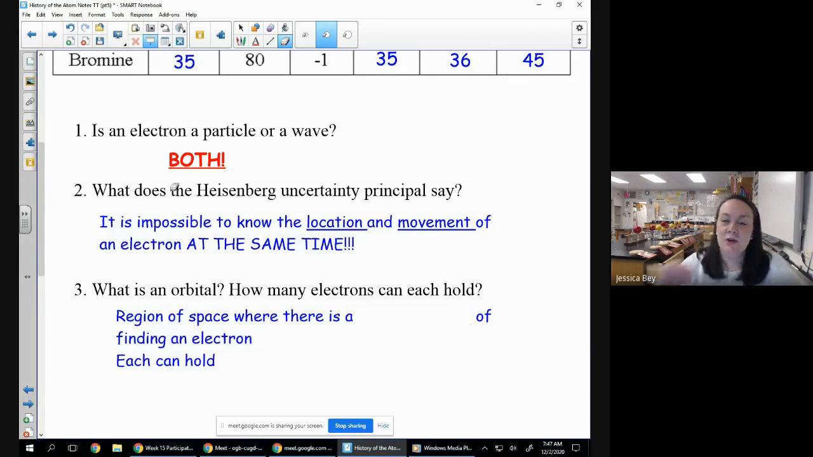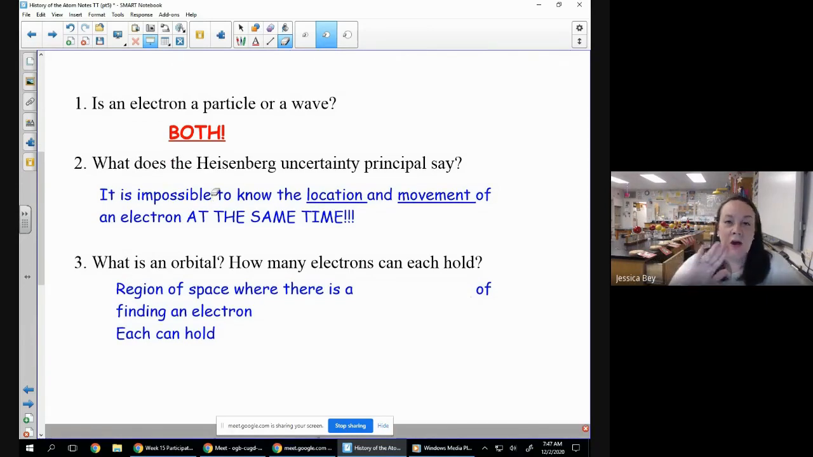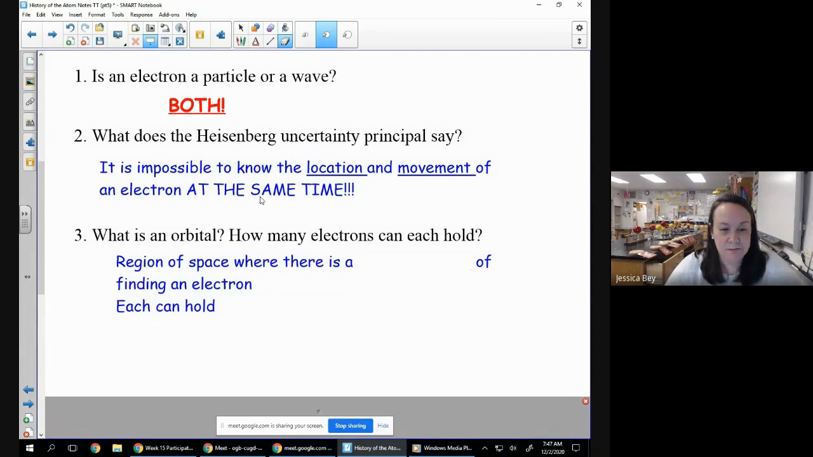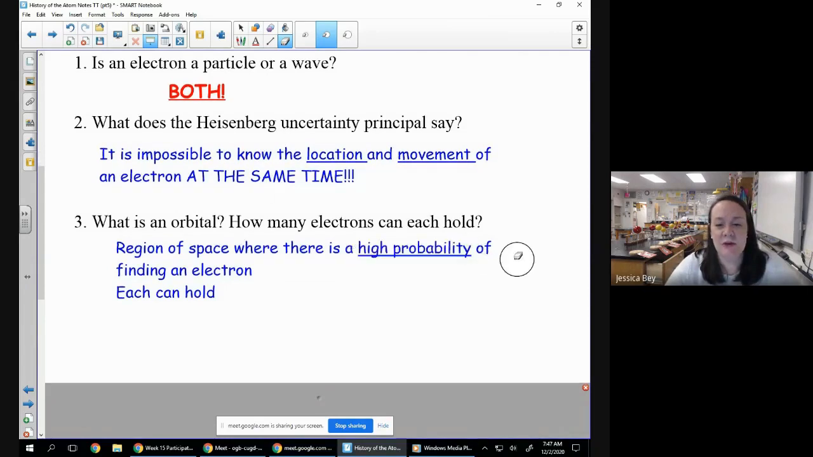And so he said you can kind of get a gist of where it's going, but not at the same time. So they got rid of the idea of little orbits like planets around the sun, and they moved into this idea of orbitals. Orbitals are regions of space where there is a high probability of finding an electron. You are not guaranteed the electron in there, it's just a high probability. And each can hold 0, 1, or 2 electrons.